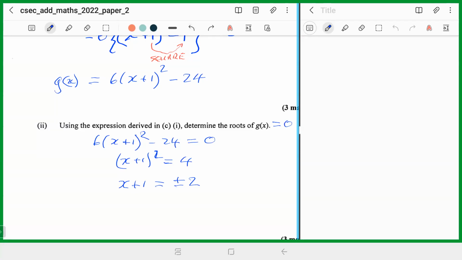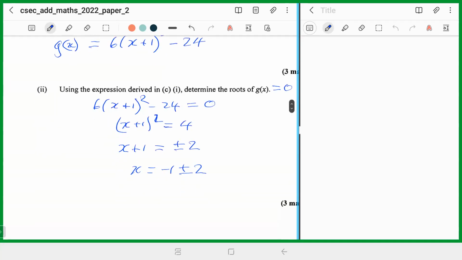And then to find the x, we're going to transpose the 1, and then x equals negative 1 plus or minus 2. The two values of the roots would be x equals negative 1 plus 2, that's 1, and the other root would be x equals negative 3. Those are the two roots. x equals 1, x equals negative 3 are the two roots. All right, now I think this question is done.